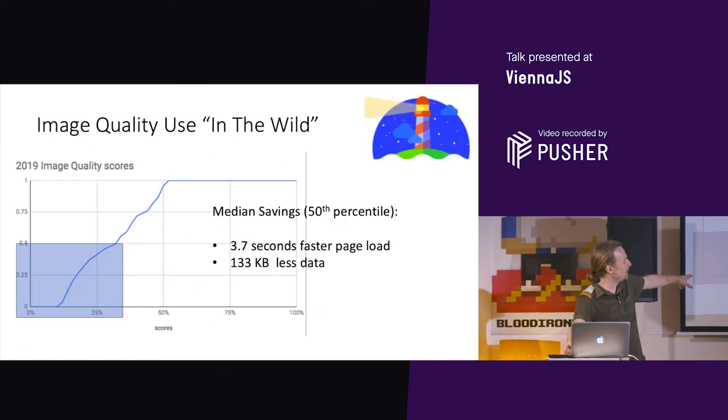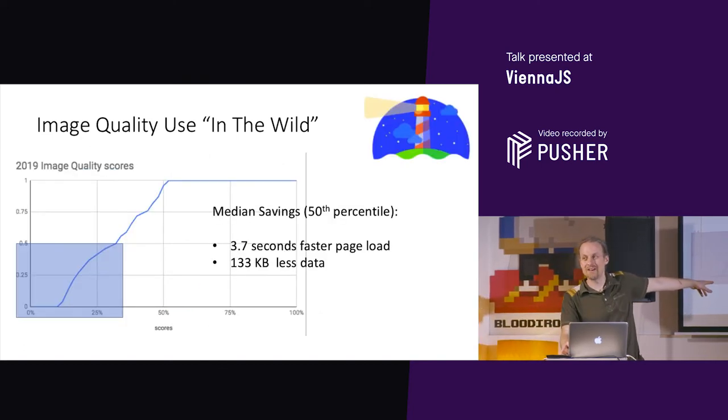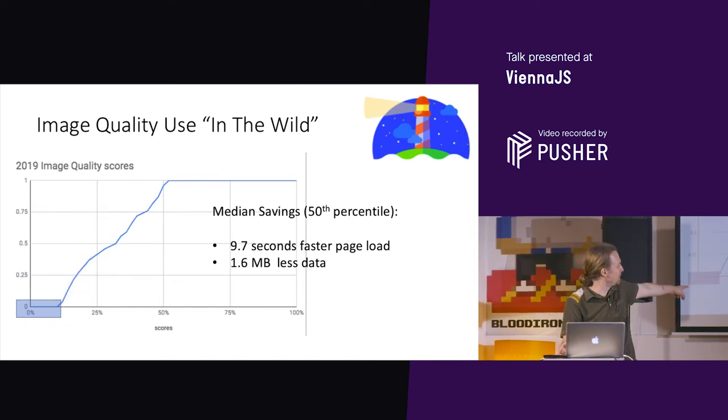Of these sites that are failing, the median page would be 3.7 seconds faster and use 133K less data. These sites down here would be 10 seconds faster and use 1.6 megabytes less data. And that's the median, so there's like 8% there. So 4% of websites are actually worse than this.